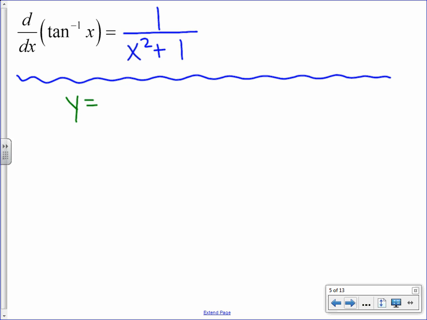If y equals the inverse tangent of x, what does that mean? If I rewrite this as tangent, x equals the tangent of y. Okay? Let's take the derivative here. Can we do that? Yeah, implicitly, right? So if we do implicit differentiation, what is the derivative of x?